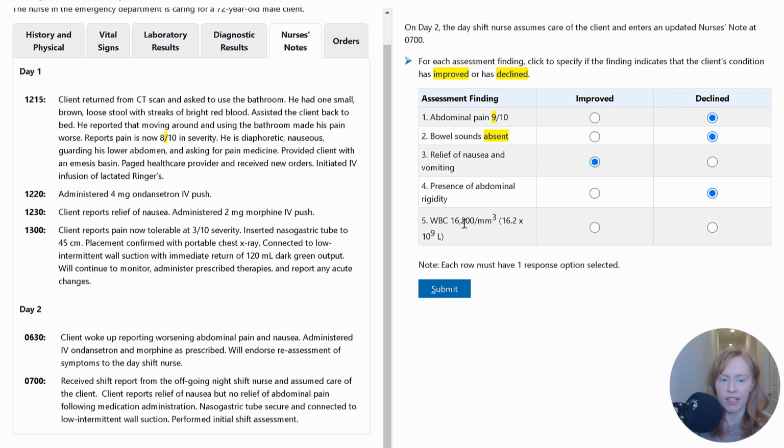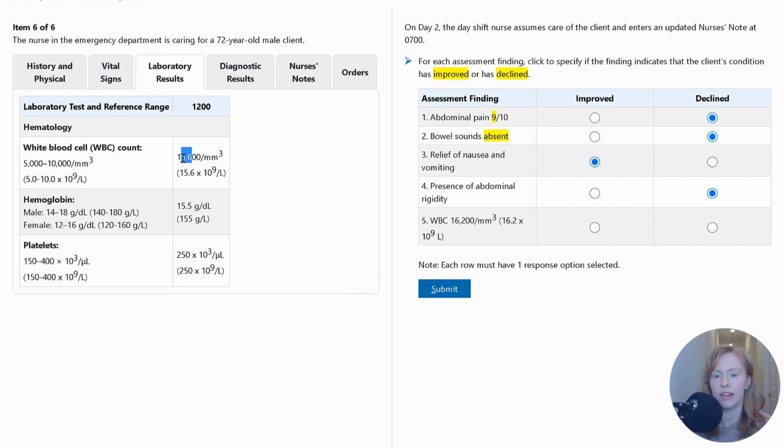And then our white blood cell count, 16,200. You'll remember before it was 15,600. And so the higher the white blood cell counts, the worse that inflammation and infection. So this also represents a decline.